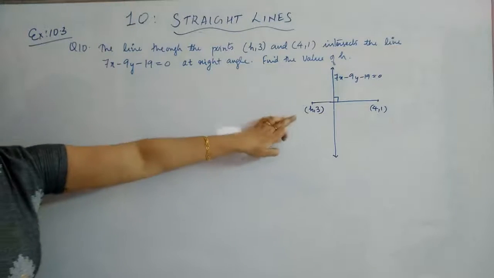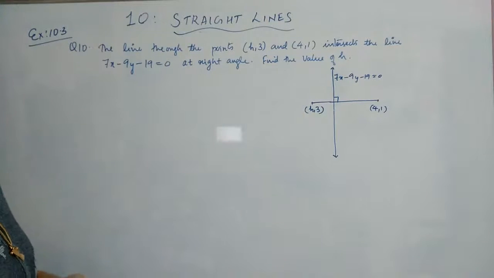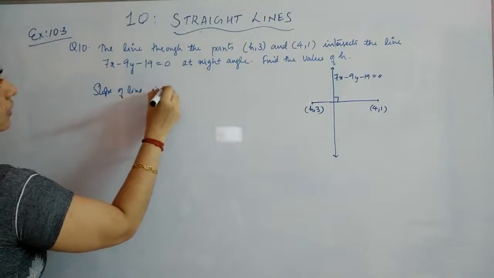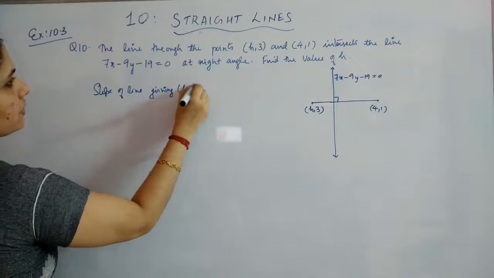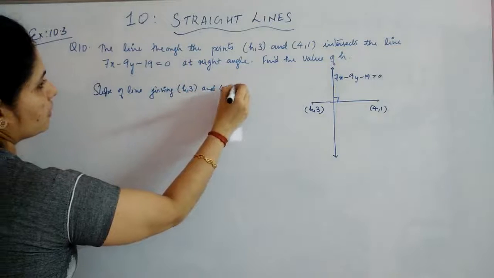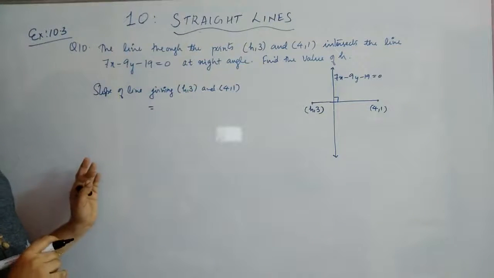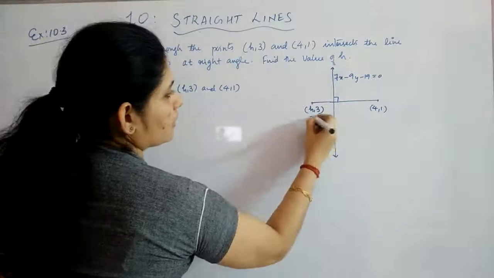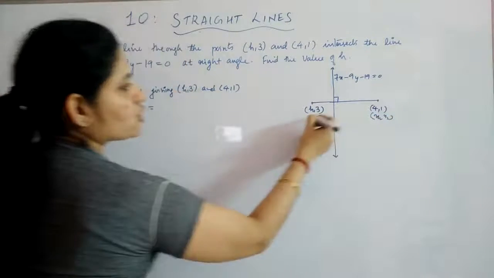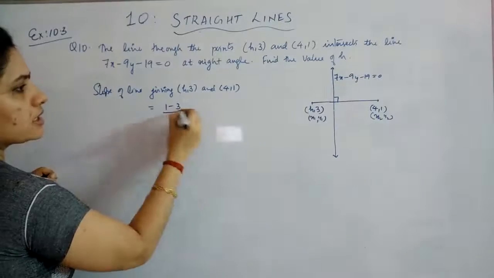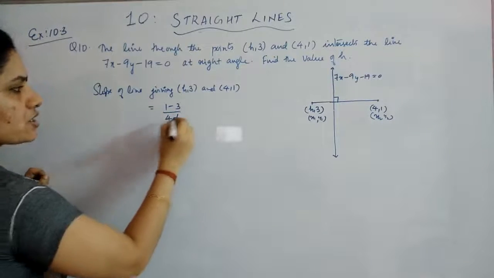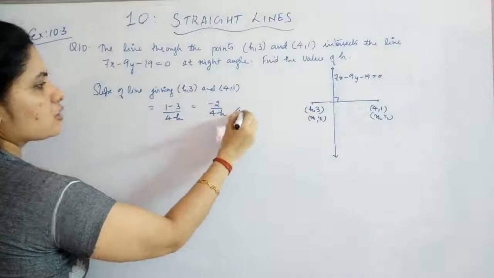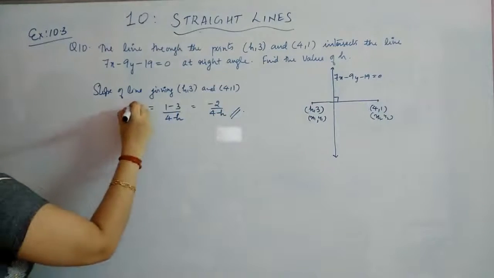So first we will find out what is the slope of this line joining the given 2 points. So slope of the line joining (h, 3) and (4, 1) is, how you will find out when 2 points are given, y2 minus y1 by x2 minus x1. So this is your x1 y1, x2 y2. So you get y2 minus y1 as 1 minus 3 divided by x2 minus x1 as 4 minus h, which is equal to minus 2 by 4 minus h. Okay. So this is slope of first one. Suppose this is your m1.